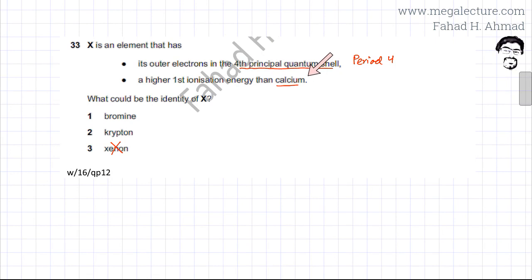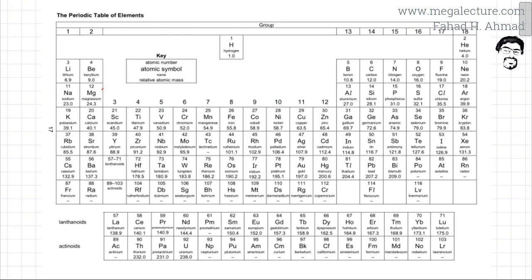So I need to figure out whether bromine and krypton, my remaining 2 options, have a higher ionization energy compared to calcium or not. Now, as you can see, calcium is over here, and bromine and krypton are in the same period. Remember one thing: as you move across the period, the number of protons increases. As the number of protons increases, the attraction for electrons increases. Bromine has 35 protons, krypton has 36 protons, and calcium only has 20 protons.